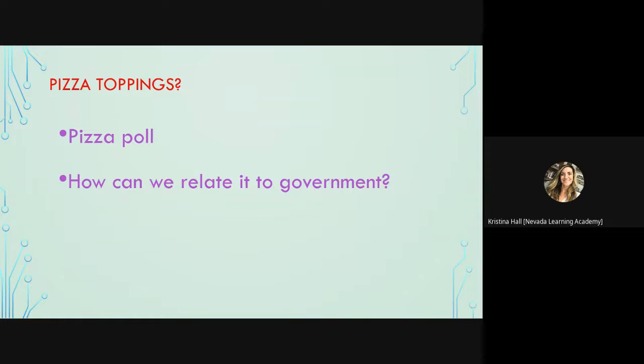Now, what that looks like, right? That's where the debate begins. We had a little bit of a discussion in class. Do we like deep dish or thin crust? Should there be Hawaiian pizza? That actually became quite controversial.